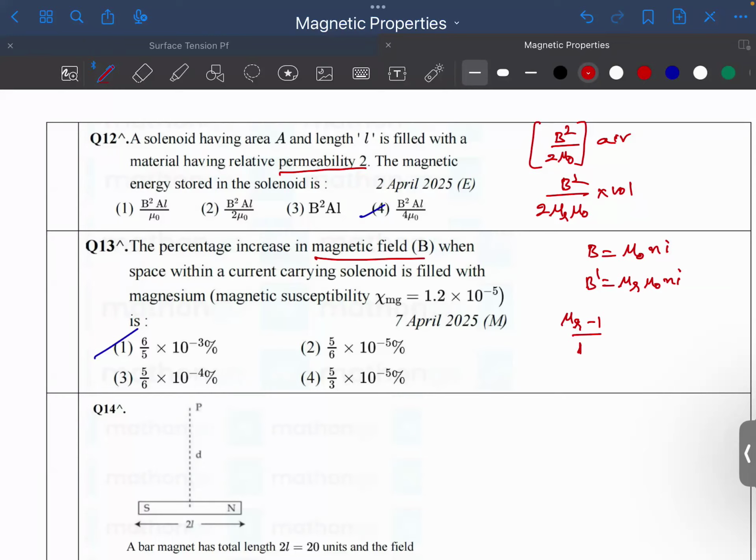పర్సంటేజ్ అంటే ఇదే కదా. dB by B is mu r minus mu naught by, then mu r mu naught minus mu naught by mu naught. ఇదేం వస్తుంది? Mu r minus 1 by 1. In fact, this is susceptibility. That is the susceptibility. 1.2 into 10 power minus 5.